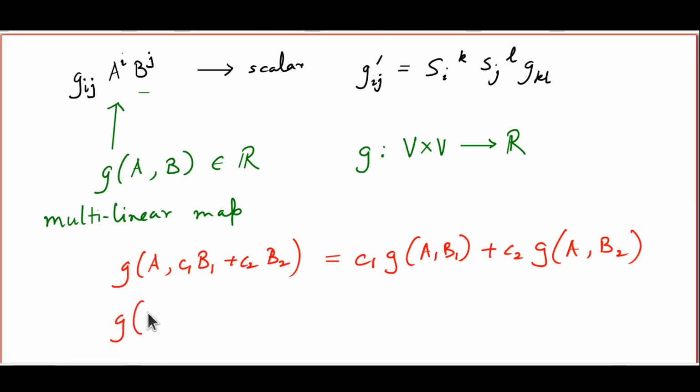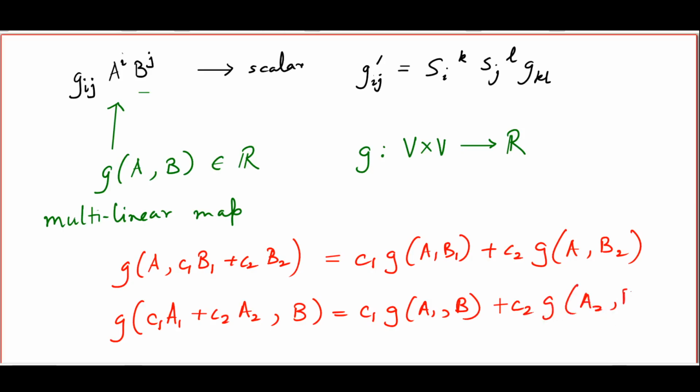But multilinearity simply means that this works for all the arguments, in this case for the first argument as well. So if we were to keep B fixed and replace A by C1 A1 plus C2 A2, once again A1, A2 are two vectors and C1 and C2 are two numbers, then you will again get C1 G of A1, B plus C2 G of A2, B. Linear in both the factors, or in general a multilinear map would be linear in all its arguments.